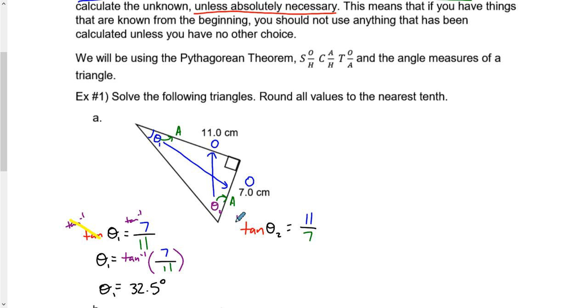We got our theta 2 by itself. We take the tangent inverse of both sides, making theta equal to the tangent inverse of 11 divided by 7. And when we type that into our calculator, tangent inverse of 11 divided by 7, we get 57.5 degrees.